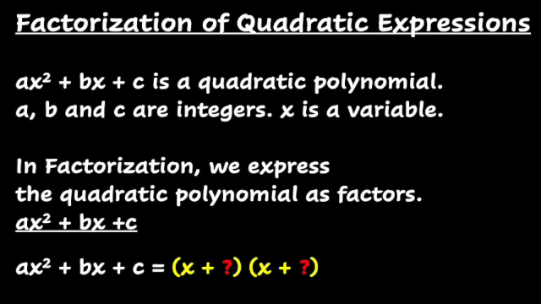In factorization, we express the quadratic polynomial as factors. So we write ax squared plus bx plus c equal to the product of two linear polynomials, which is (x plus something) times (x plus something). So this is what we'll be doing in this video.